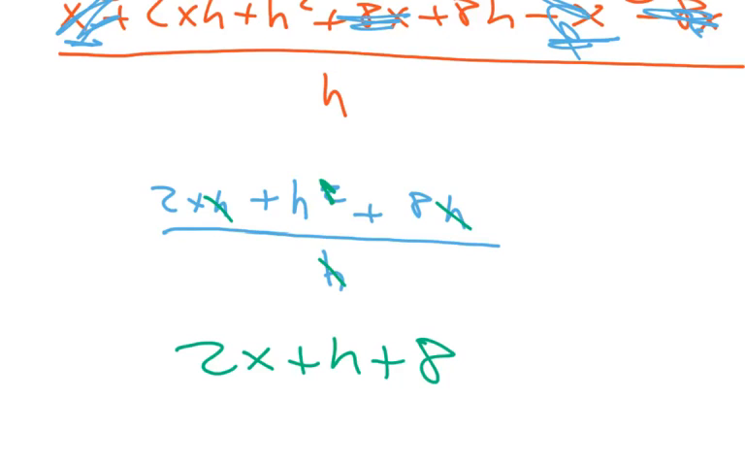Why did you cancel the exponent? Well, h squared is h times h, right? So one of the h's cancels out. Oh, not both.